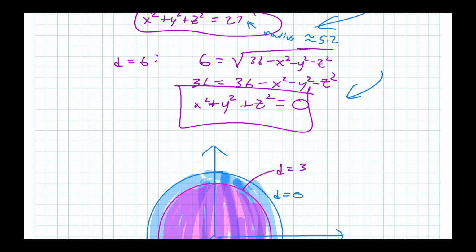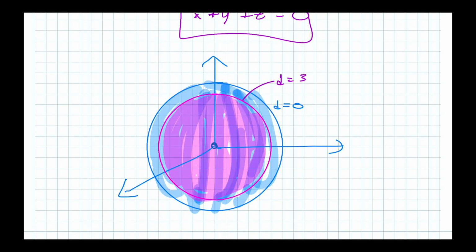And then finally, you've got the d equals 6 sphere, which is x squared plus y squared plus z squared equals 0, which is just a single point at 0, 0, 0. So if you plot that one, you have just this point, and that's the d equals 6 surface.